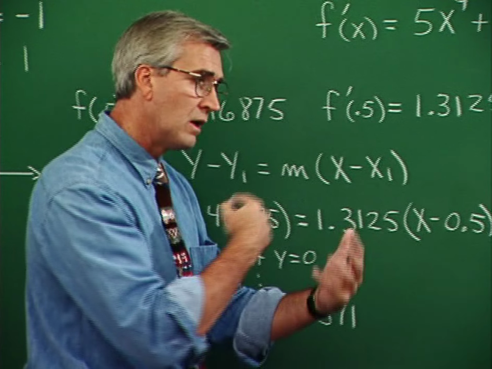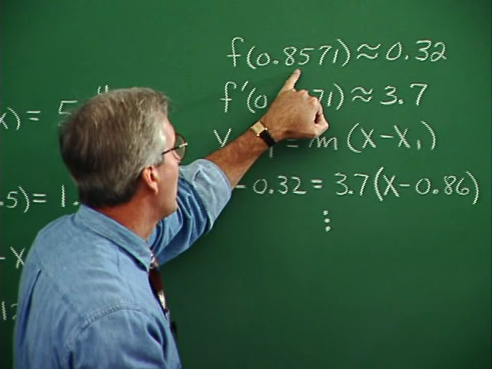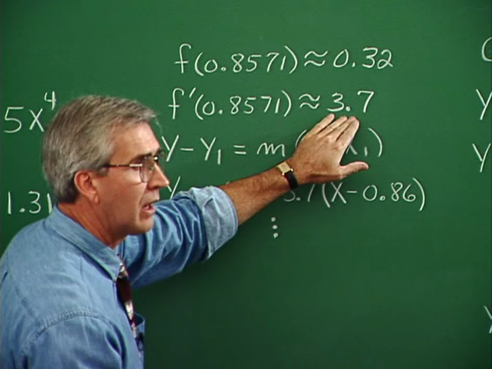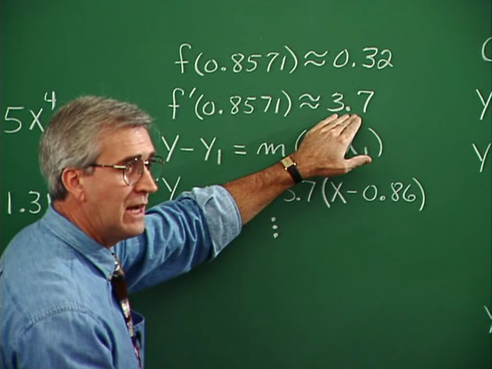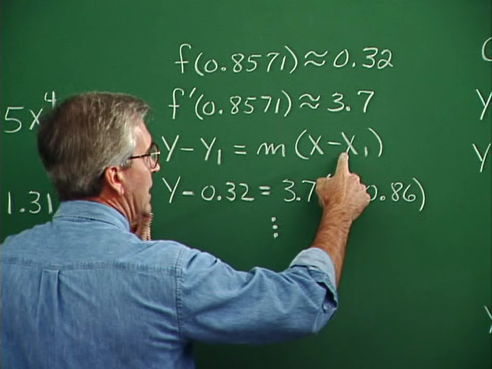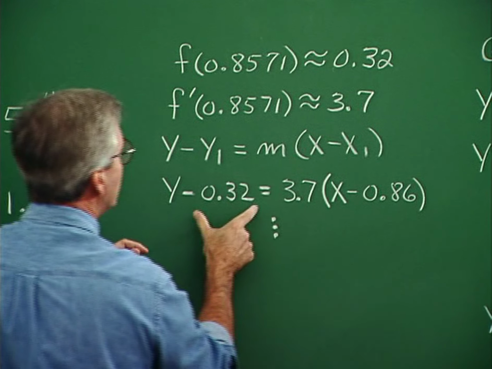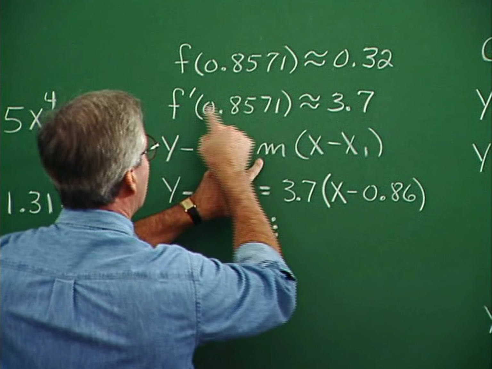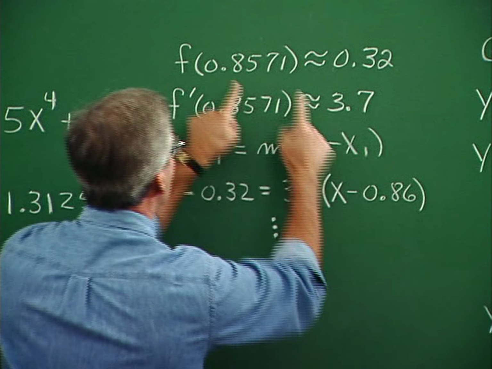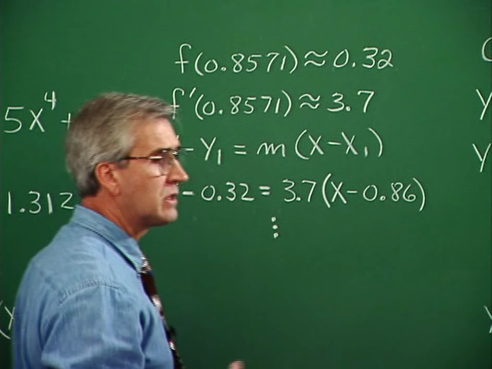Here we go with the next part of the iteration. It's f of that point is approximately this. F prime of that point is approximately this. That's the slope of that tangent line at that point. Then we go through the y minus y1 equals m times x minus x1. The y1 is the 0.32. The slope we found by the f prime business. And then x minus x1, the x1 was the value that we chose as our approximation. Okay, and on we go. And we would continue that process.